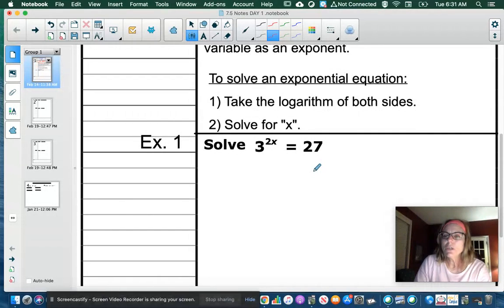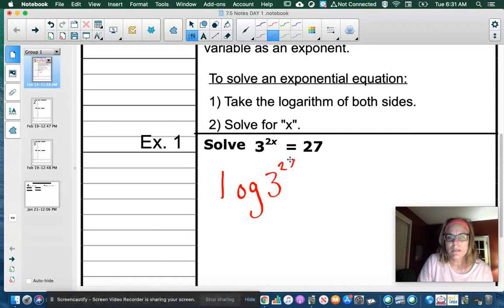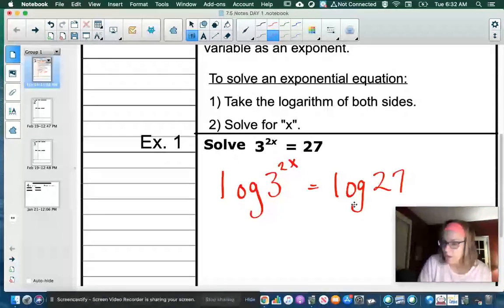To solve an exponential equation, number one, you're going to take the log of both sides. Then you're going to solve for x. So here we go. We're going to start by taking the log of the left side and the log of the right side. If I just log both sides, I'm assuming my base is 10. So now, because we logged each side, in algebra, whatever you do to one side, as long as you do to the other side, you're okay.